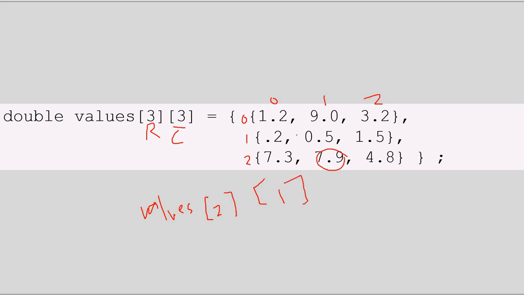Another example about how to access the value of 0.2. That is under values, row 1 and column 0. Okay, so that's it.